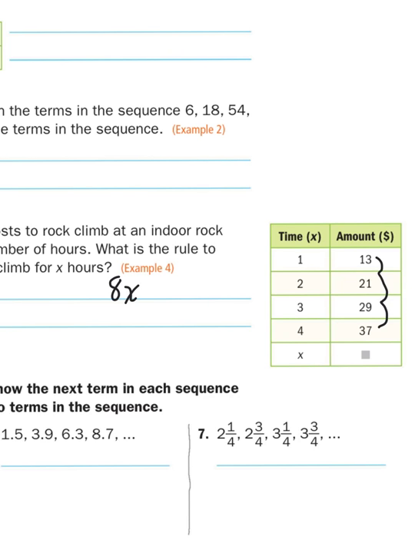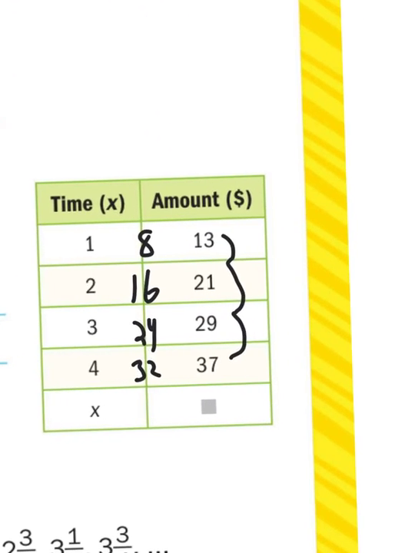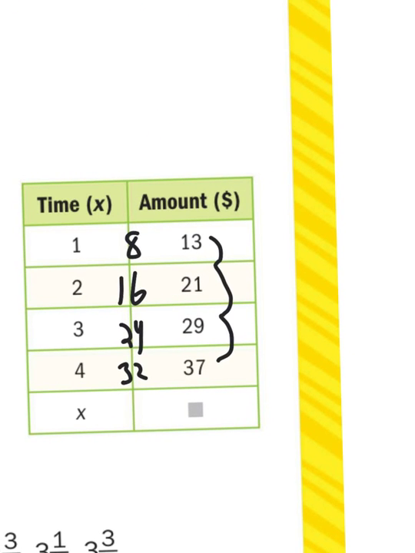So when I multiply each x value by 8, I'll write them kind of in between. So 1 times 8 is 8, 2 times 8 is 16, 3 times 8 is 24, and 4 times 8 is 32. But now I have to figure out the second part of the rule, and let's look at these numbers that I just wrote down.